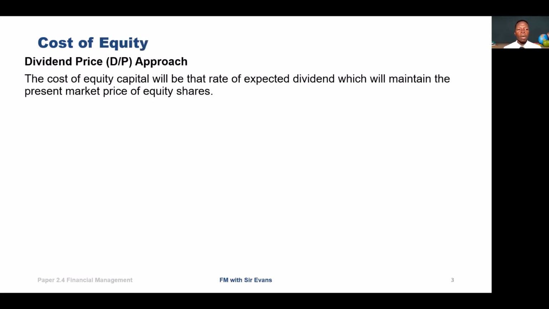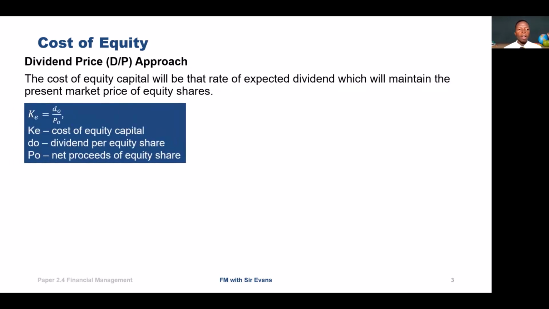Under the dividend price approach, the cost of equity capital is the rate of expected dividend which will maintain the present market price of the equity shares. With this type of approach, we are only looking at the dividend and the price of the equity shares. It's a function of D0 over P0, where D0 is the dividend per equity share and P0 is the net proceeds of an equity share. So cost of equity, which is Ke, is equal to D0 over P0.